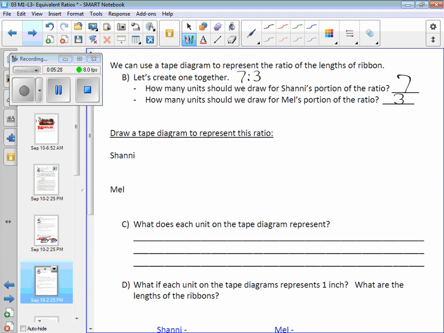All right, let's make the tape. Ready? There's my 7 for Shani. Charlie, you good? There's my 3 for Mel.